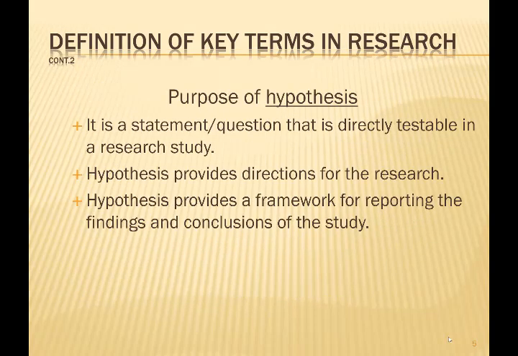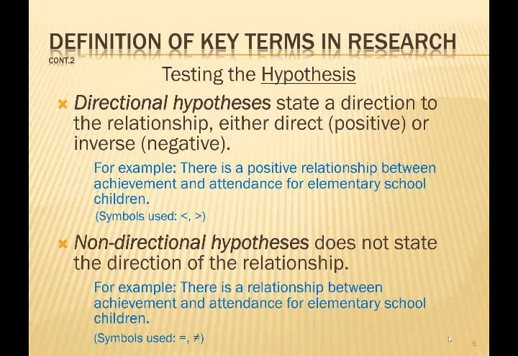And a hypothesis for research provides directions for the research as well as the framework. There are two types of hypotheses, directional and non-directional. A directional hypothesis suggests a direction, whether we're talking about a relationship or difference. So in the case of a relationship, a directional hypothesis would assert that the relationship is either positive or negative. In the case of the difference of means, directional would suggest that one is greater than or less than, using the symbols, the greater than and the less than.